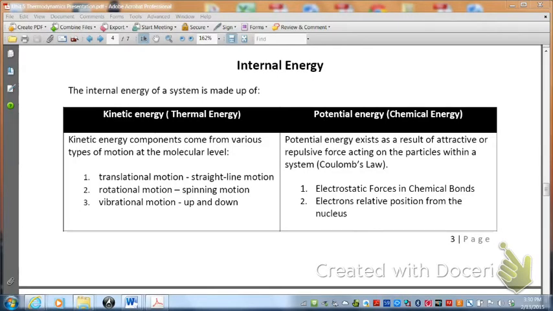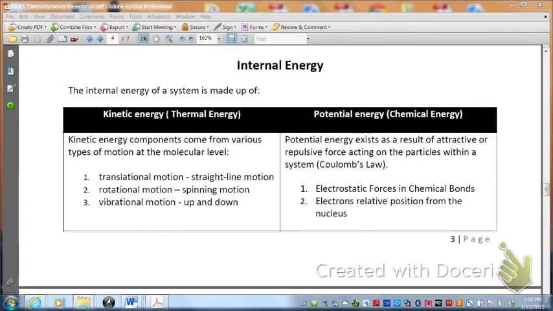Alright, so we're going to go ahead and get started with this lecture video on looking at the internal energy that a system has. First of all, what is internal energy? Well, internal energy is the total amount of energy that a system has. For instance, if we're looking at a chemical reaction, it is the total amount of energy that that chemical reaction consists of.